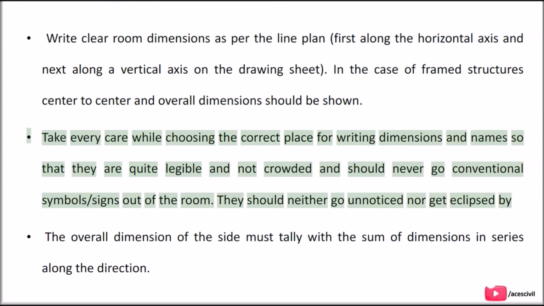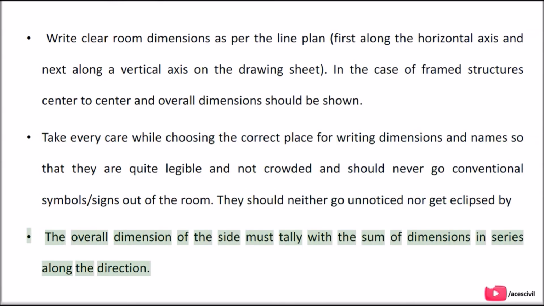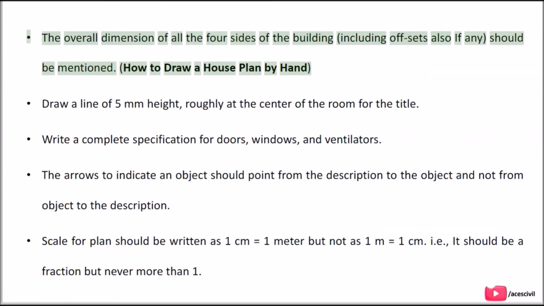Take every care while choosing the correct place for writing dimensions and names so that they are quite legible and not crowded, and should never go out of the room. They should neither go unnoticed nor get eclipsed by conventional symbols. The overall dimension of the side must tally with the sum of dimensions in series along the direction. The overall dimension of all the four sides of the building, including offsets also if any, should be mentioned.